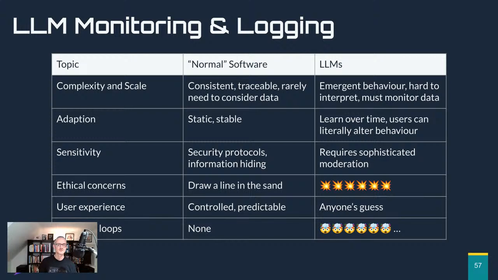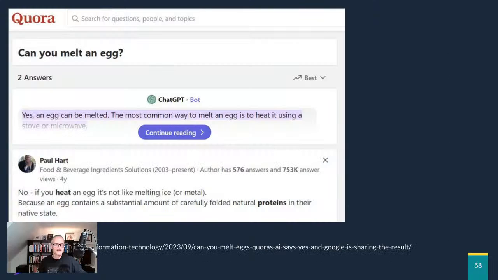But one of the most interesting ones is the feedback loops. I noticed this the other day, and it went around the Twitterverse, and it was a really great example of this in action. So this is Quora, and they've just introduced a new feature which uses ChatGPT to present an answer to a question. And the question here is, can you melt an egg?